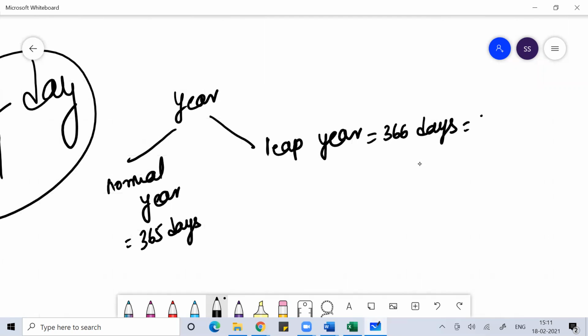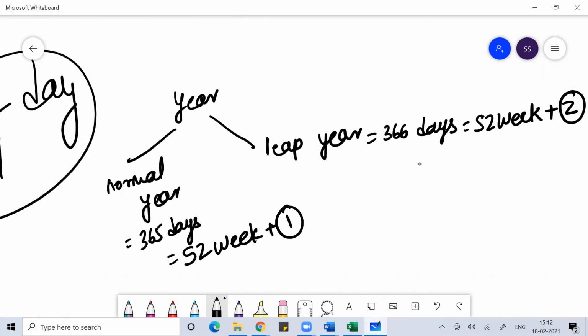So we say a leap year has 52 weeks plus 2 days extra, while a normal year has 52 weeks plus 1 day extra. In the case of a normal year you have 1 day extra. In the case of a leap year you have 2 days extra. So keep this in your mind. That's why every year your birthday is postponed by 1 day. So this year if your birthday comes on Monday, next year if it's a normal year it will come on Tuesday.